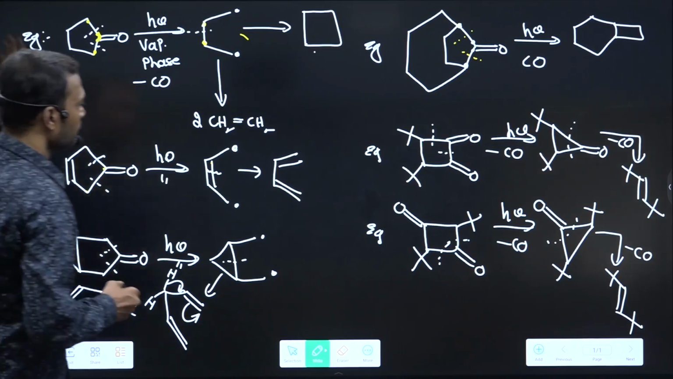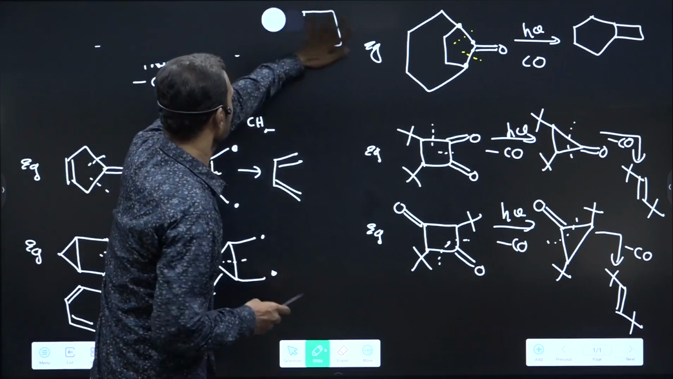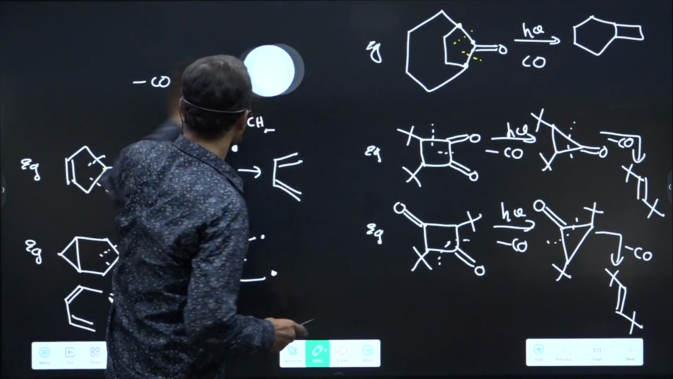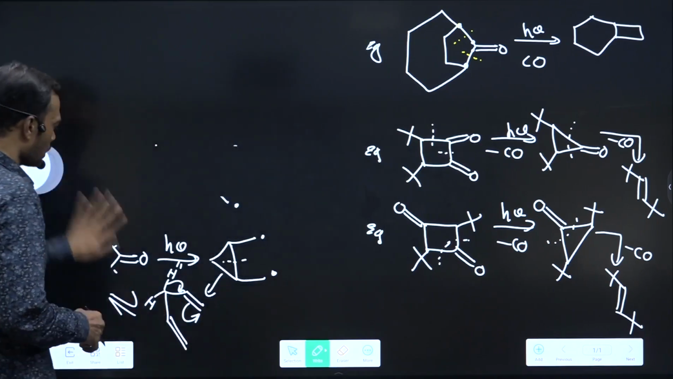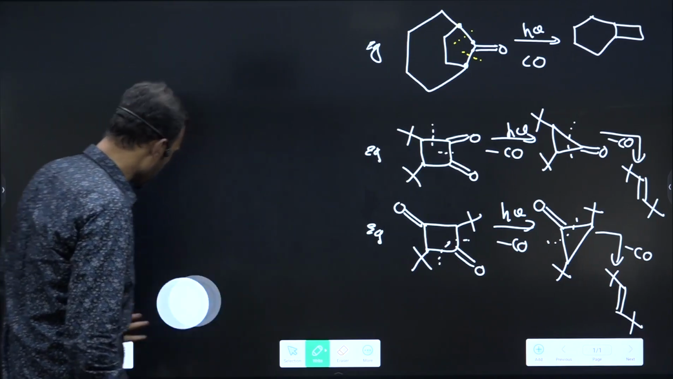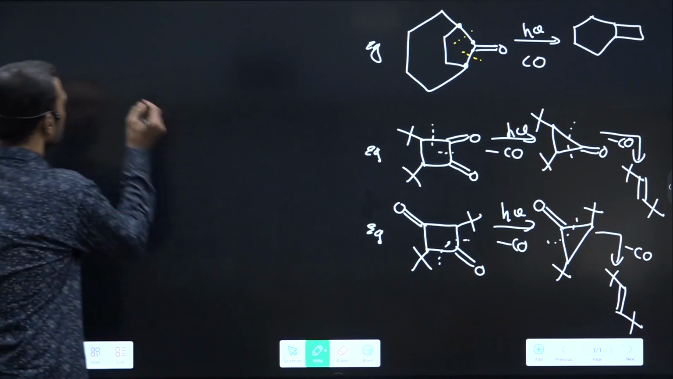Over. So when more than one carbonyl is present, go for back-to-back decarbonylation, and finally you will get an olefin that becomes a trans olefin.